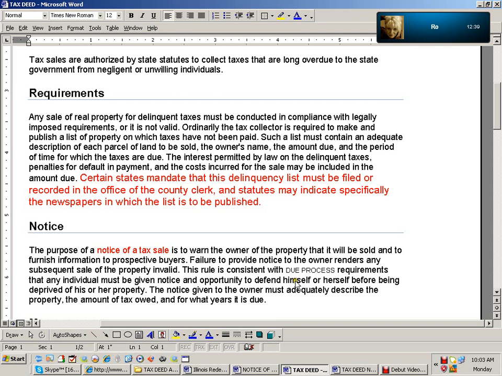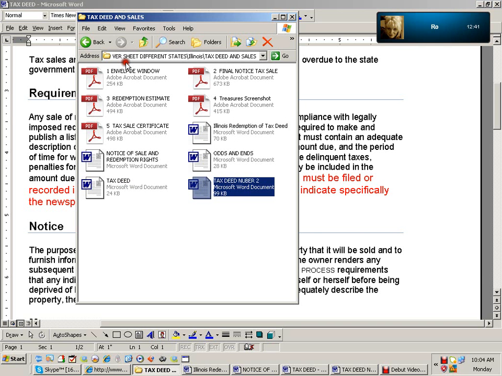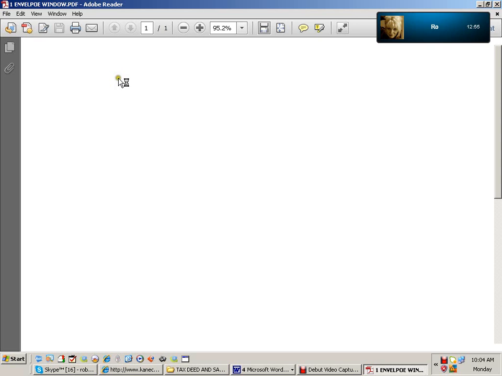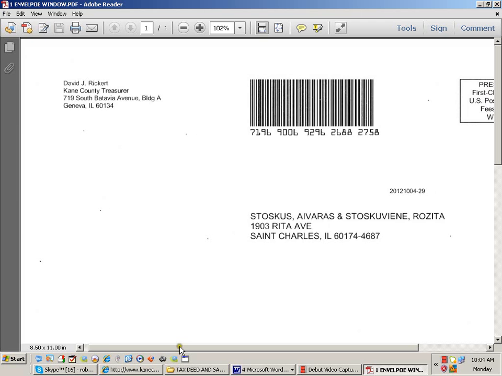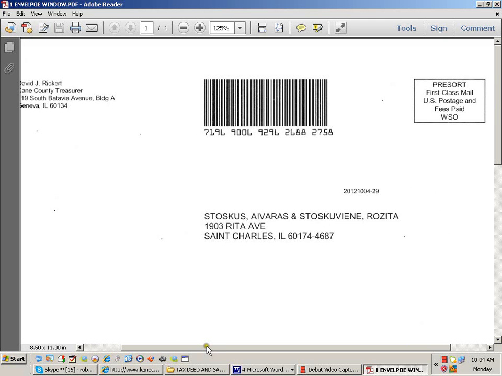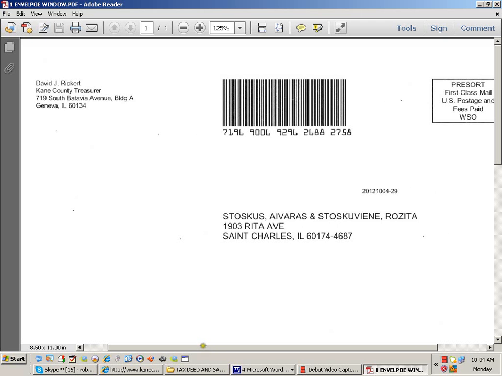Okay, Ro, so let's go look at these documents that you had, and you just kind of talk us through what we're looking at here. I'm trying to get this first one to pull up. And the first one is the envelope window. Right. Okay. This is when they sent me the final notice before tax sale.